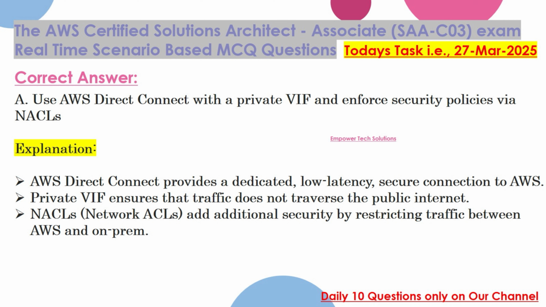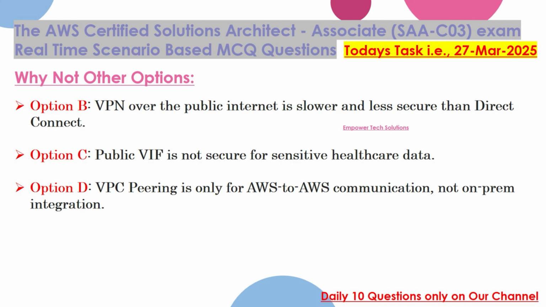Explanation: AWS Direct Connect provides a dedicated, low-latency, secure connection to AWS. Private VIF ensures that traffic does not traverse the public internet. NACLs, network ACLs, add additional security by restricting traffic between AWS and on-prem. Why not other options? Option B, VPN over the public internet is slower and less secure than Direct Connect. Option C, public VIF is not secure for sensitive healthcare data. Option D, VPC peering is only for AWS to AWS communication, not on-prem integration.